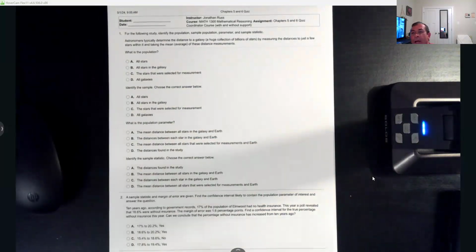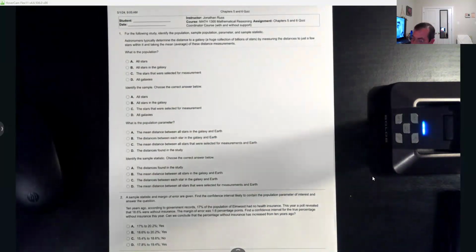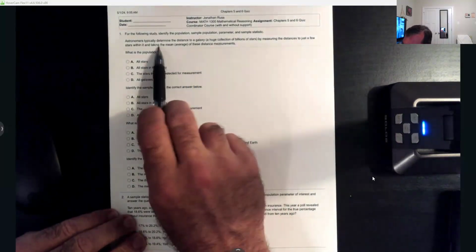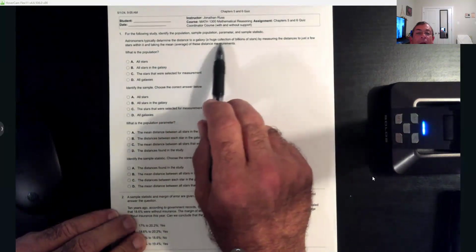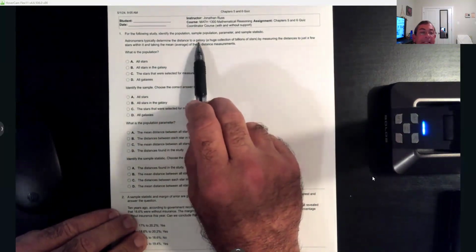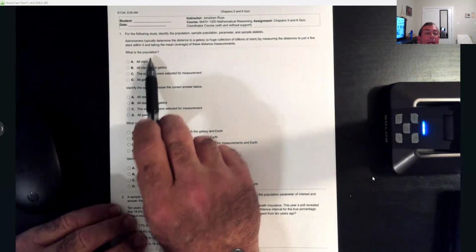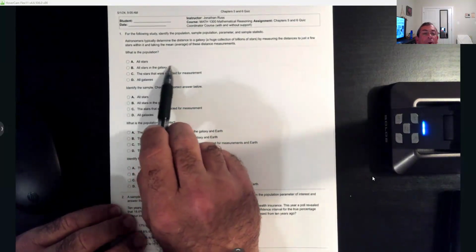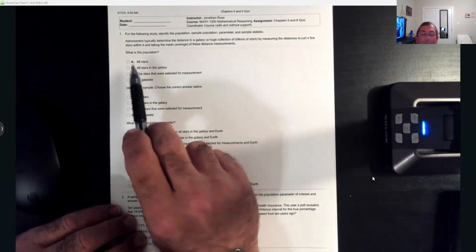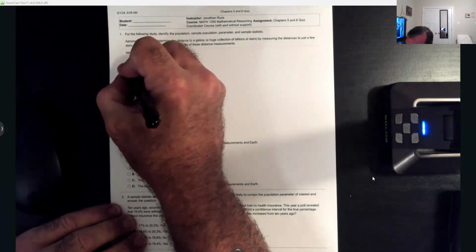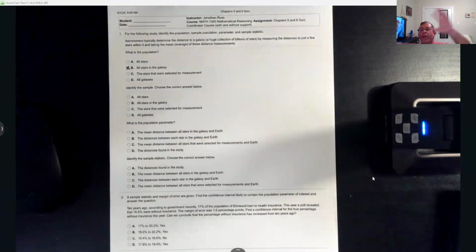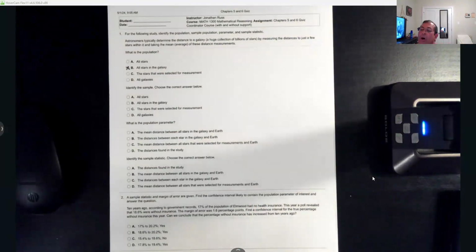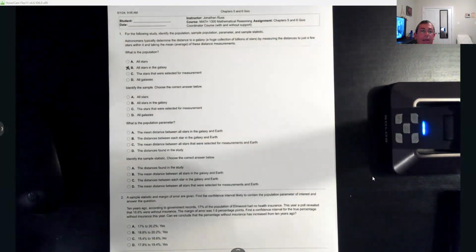So y'all, the population is what we're trying to determine the distance to, a galaxy, okay? So the population is going to be all the stars in the galaxy, because that's what we're dealing with. So your population will be the overall scope of what you're trying to measure, okay?